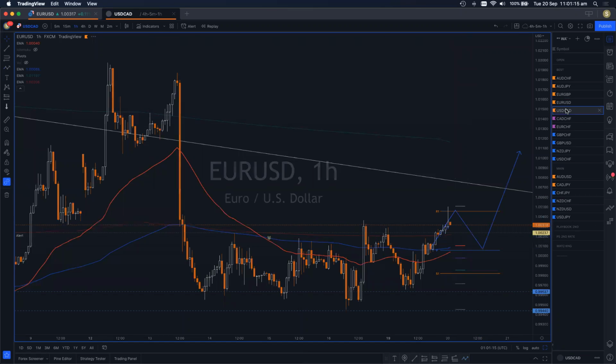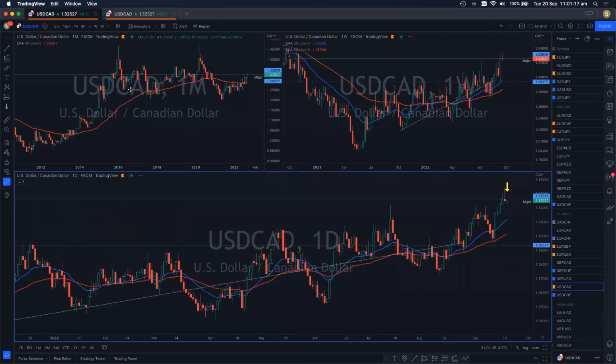Okay, dollar CAD. It's a bit messy, the nature of the beast, but we've had this strong run up here and a beautiful high test, bearish looking candle yesterday, closing red, closing below the open price of the day. So that's looking like a great reversal candle, good deceleration, beautiful reversal candle.